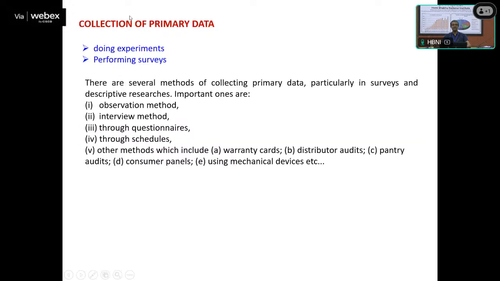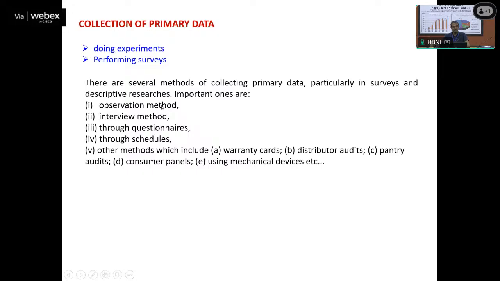Collection of primary data. So what are the methods of collection of primary data? First and foremost is doing experiments. Okay, so the scientists can collect primary data by performing experiments. So this is the method of collecting primary data. While research which consists of surveys, their collection of primary data is done by performing surveys. Okay, there are several methods of collecting primary data, particularly in surveys and descriptive researches. Important ones are listed. What are the different methods by which you can do a survey?